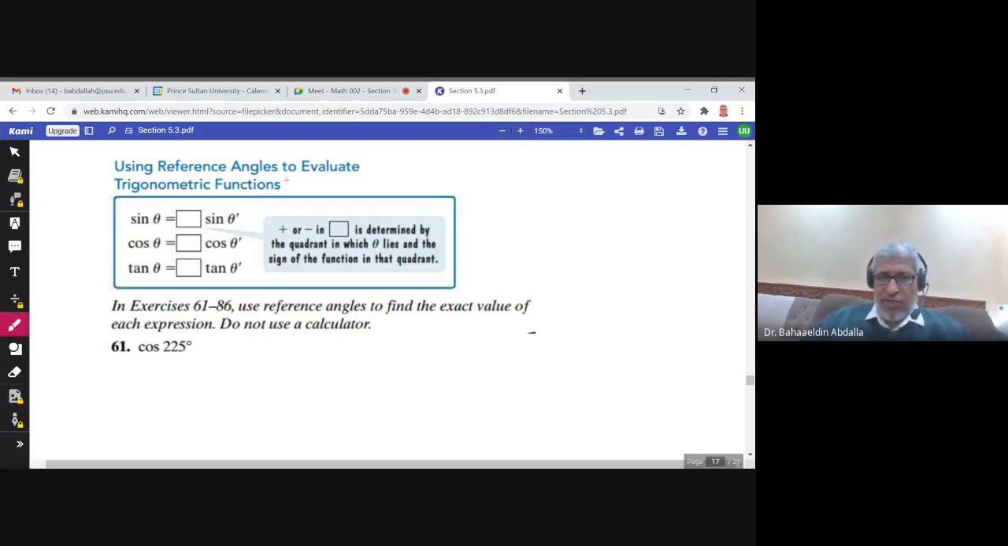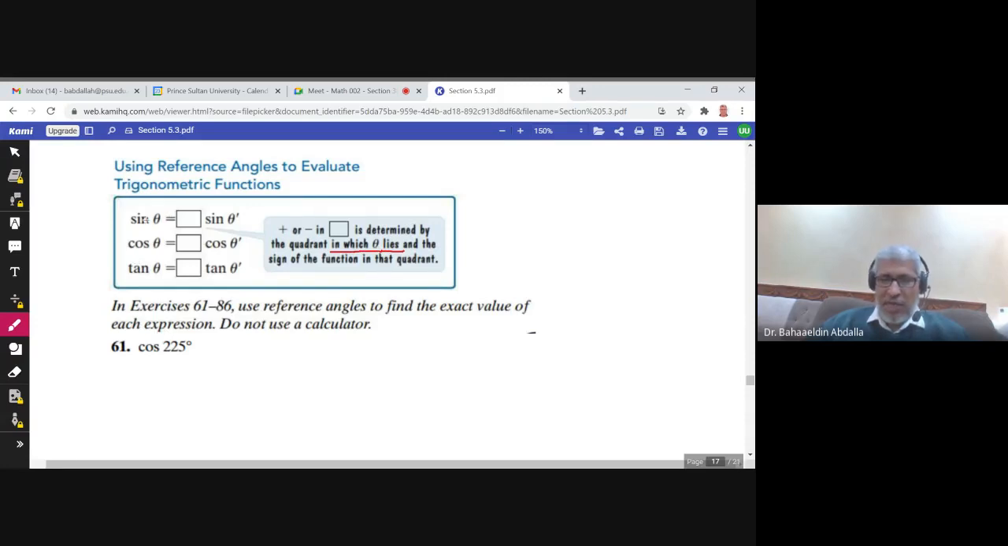How to use reference angles to evaluate trigonometric functions. If you remember, we said that sine theta is equal to plus or minus sine theta prime. Cosine theta is equal to plus or minus cosine theta prime. Tan theta is equal to plus or minus tan theta prime, where theta prime is the reference angle of theta. And plus or minus, you choose it according to the quadrant in which theta lies.